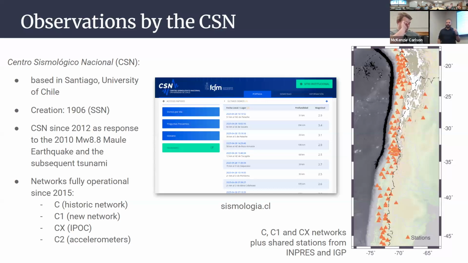The way the seismicity is monitored in Chile is done through the CSN, the Centro Sismológico Nacional, the National Seismic Center of Chile. This is based at the University of Chile. I worked there for 2 years. The responsibility of the CSN is to monitor all the seismicity, but oriented to the risk, and the risk is the tsunami in Chile.